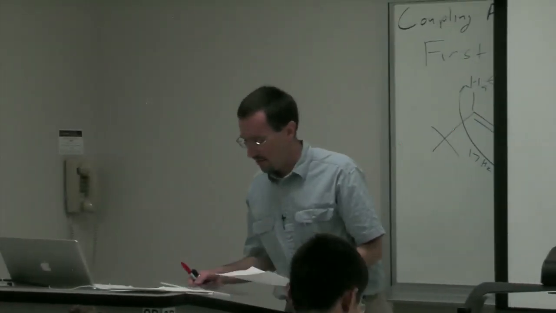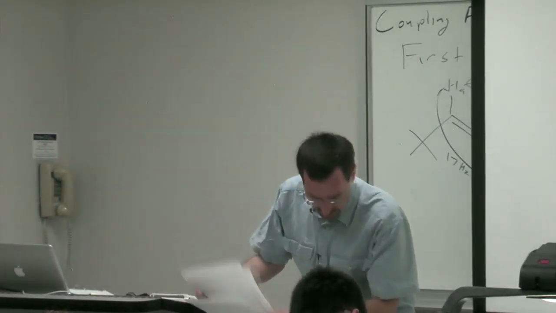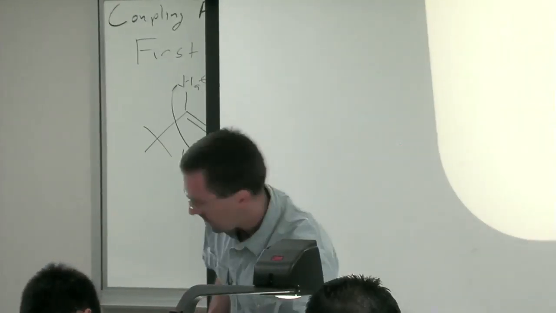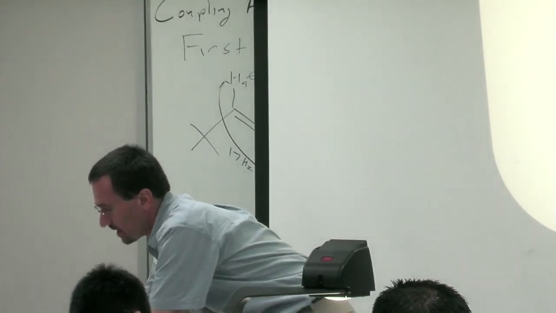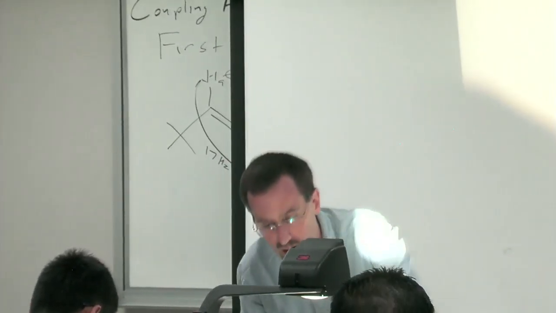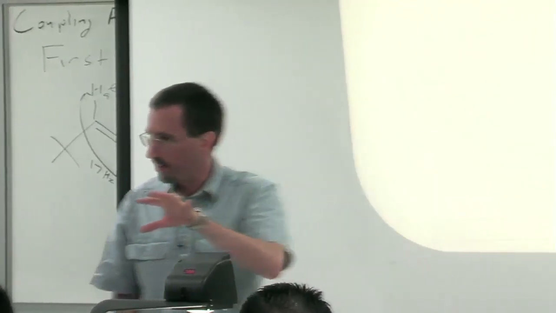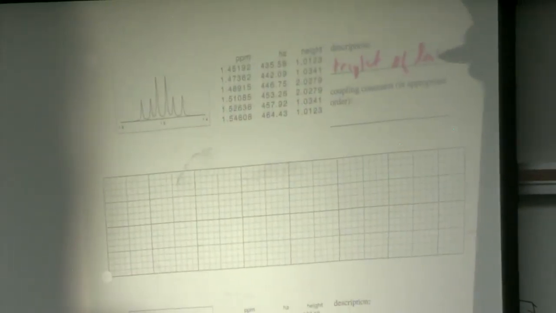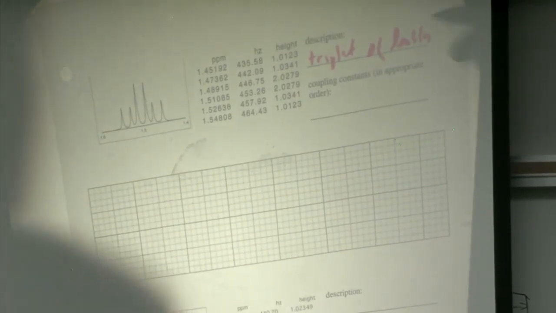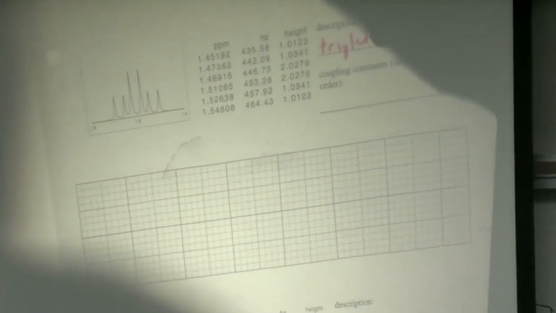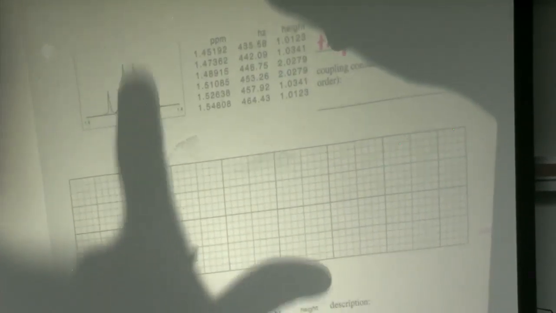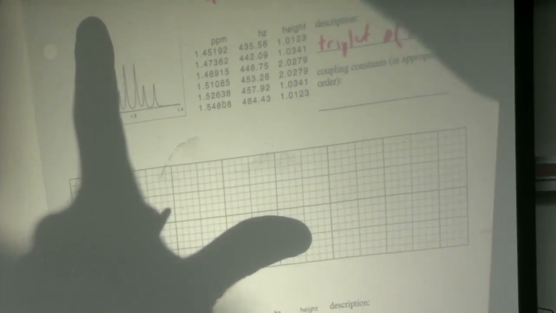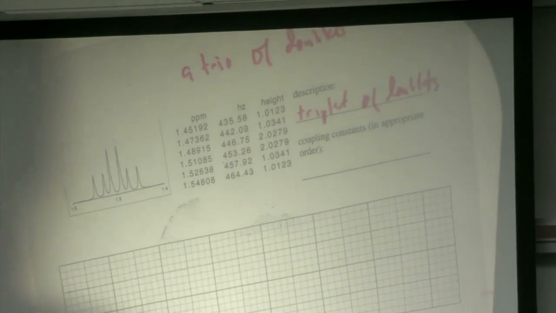So let us compare this now to the triplet of doublets coupling pattern. So, of course, a triplet of doublets is something where you have two big couplings and one small coupling. And you can think of it, so this is a triplet of doublets. You can think of it as 3 doublets or a trio of doublets.